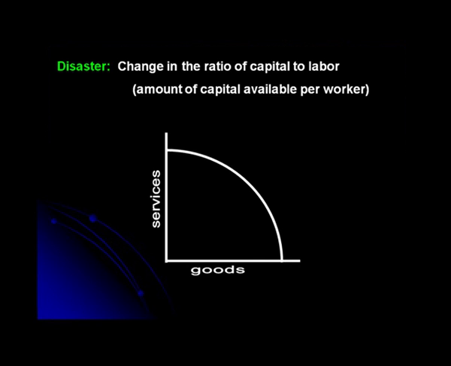This ratio changes in different directions and varying magnitudes depending on the type and size of the natural disaster. As we go back to our PPF model, we can illustrate how changes in the capital to labor ratio affect our perception of whether a disaster was good for the economy. Here's an example. By destroying resources, the disaster has forced the PPF inward. But why did it move further on the services axis than on the goods axis?